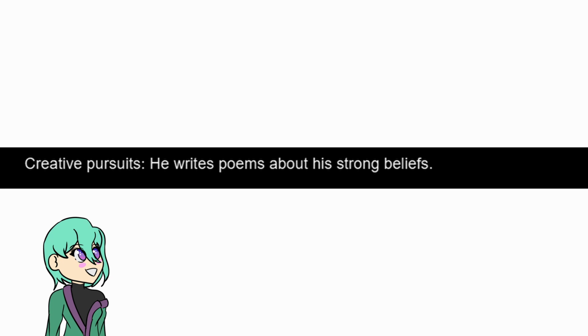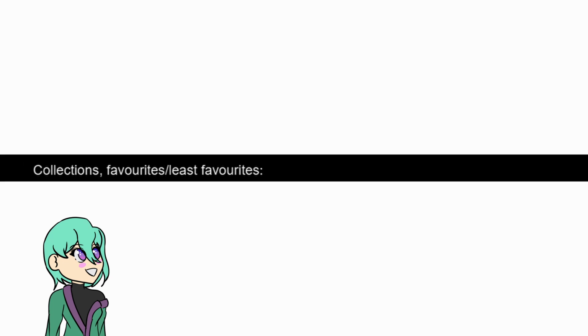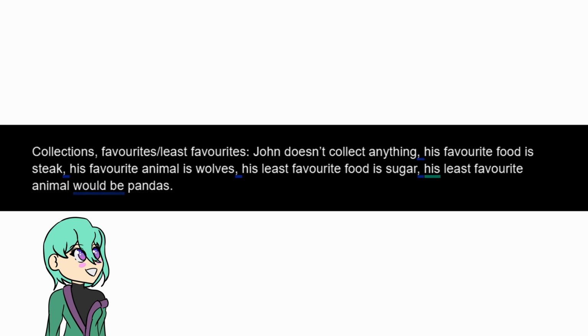Here you'd put anything that the character has tried making. For example, if they wrote a book, say that they wrote a book. John writes poems about anything he feels strongly about. Here you'd put what things your character collects, their least favorite things and favorite things. For example, John doesn't collect anything. His favorite food is steak. His favorite animal is wolves, his least favorite food is sugar, his least favorite animal would be pandas.